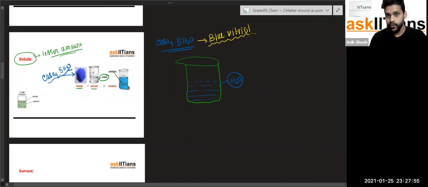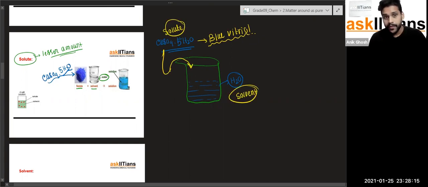So when I am mixing this copper sulfate over here, what is the solute and what is the solvent? Very simple question. So this is the solvent, and copper sulfate is there in lesser amount, that is called solute. And when they mix together, they are giving you a homogeneous mixture. They have to give you a homogeneous mixture. Otherwise you cannot call it a true solution. In a true solution, the mixture is homogeneous.